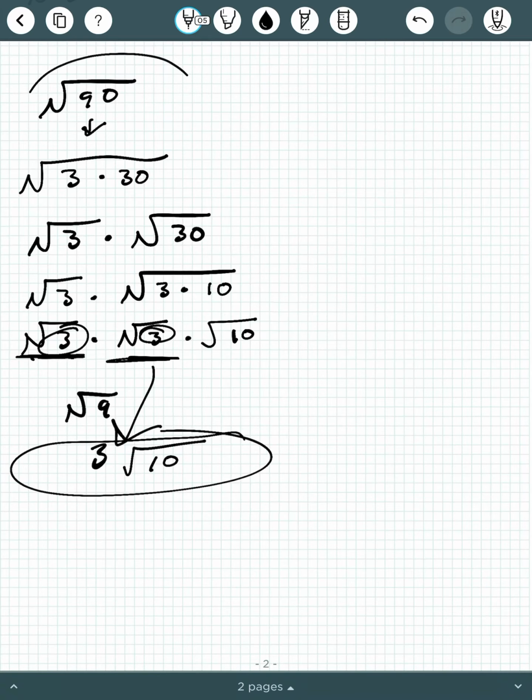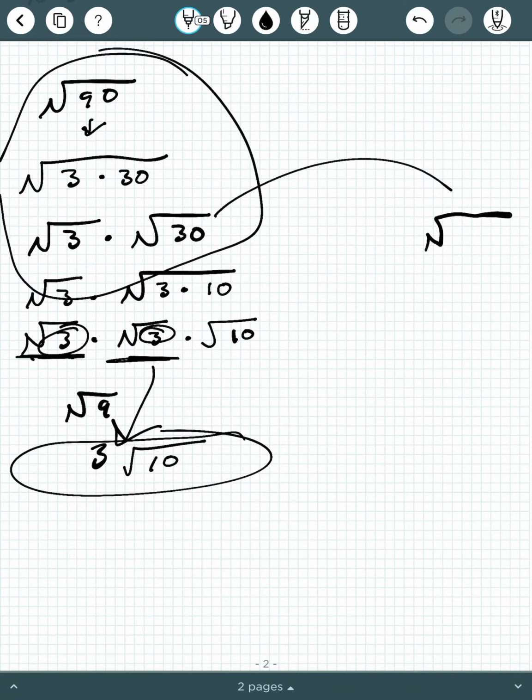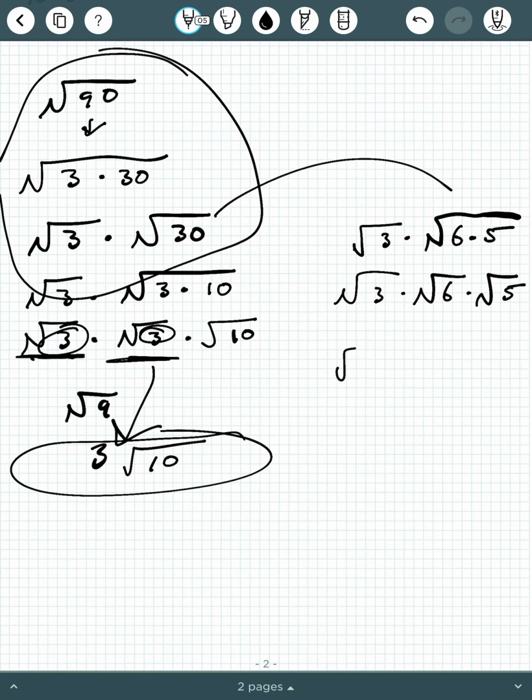Maybe someone approached it and did all of this exactly the same, but then said, well, the square root of 30, that's like the square root of 6 times 5. And that square root of 3 didn't change. Well, now, square root of 3 times the square root of 6 times the square root of 5, we're multiplying those together. We can't do anything with the first one. 6, however, can be written as 3 times 2, and 5, we can't really do anything with its square root.